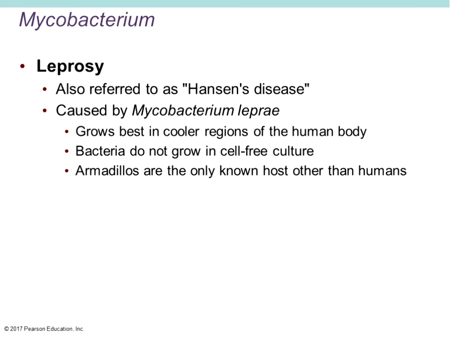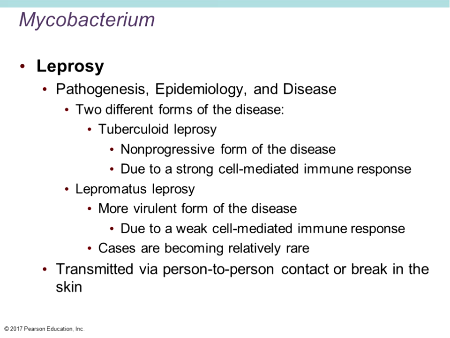Next disease we'll talk about is leprosy, also called Hansen's disease. It's also caused by a mycobacterium called Mycobacterium leprae. It usually grows best in cooler regions of the body, typically your extremities, not anything that's close to your central core. The bacteria do not grow in cell-free culture. So we use armadillos to culture them because armadillos are the only known other host other than humans.